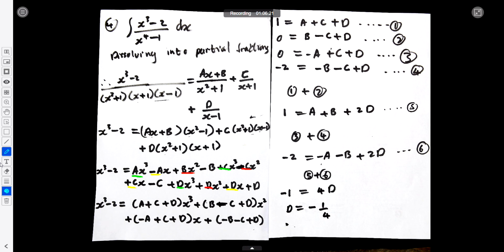We still have a long way. How many variables do we have to calculate now? 3 left. So you have to go to your initial equations 1, 2, 3, 4. Try and eliminate other variables and be left with 1.